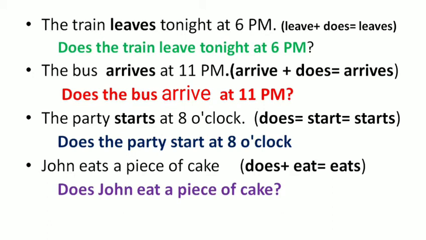Look at these examples. The same sentence: the train leaves tonight at 6 p.m. Here, does the train leave tonight at 6 p.m.? We have split the auxiliary does from the verb, that is leaves, and put it in the subject position. Does the train leave tonight at 6 p.m.? Then a question mark at the end.